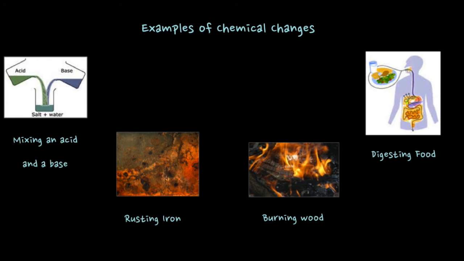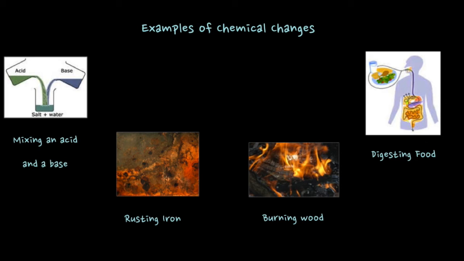Here are a few examples of chemical changes. Mixing an acid and a base creates a salt and water as its products. Iron, when it comes into contact with air, begins to rust. Wood burning is a combustion reaction, and all combustion reactions are a form of chemical changes. And then finally, digesting your food. Digestion is a form of decomposition, which is taking one substance and turning it into two or more other substances.